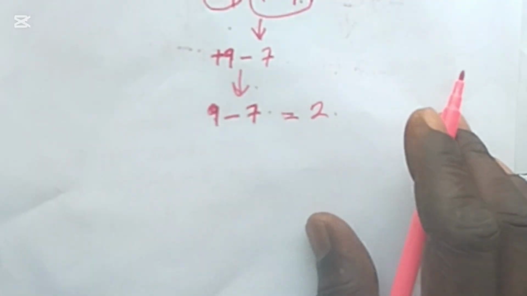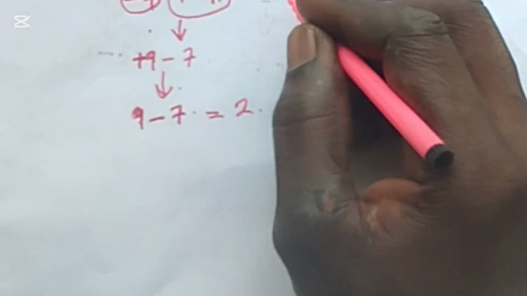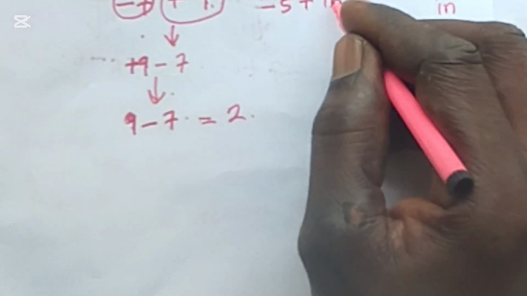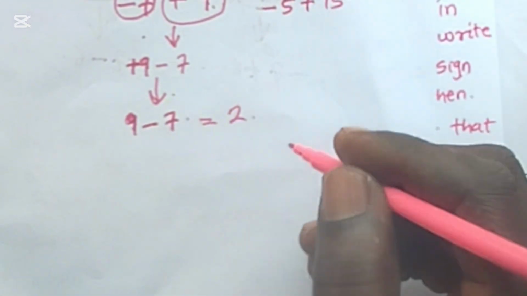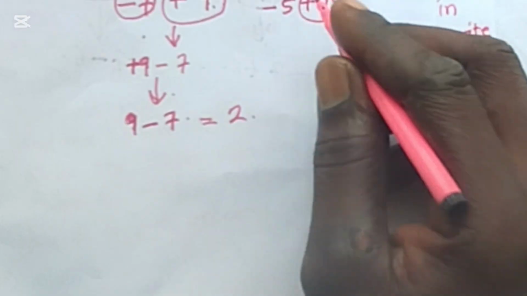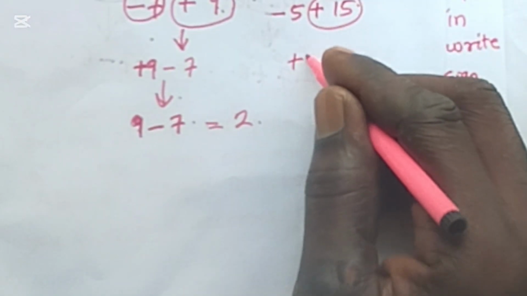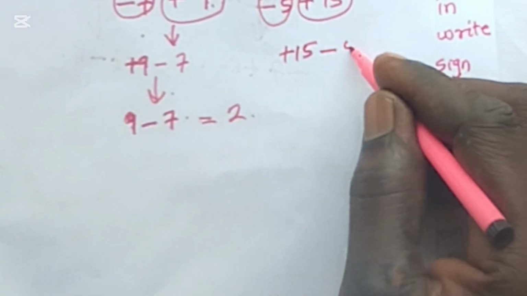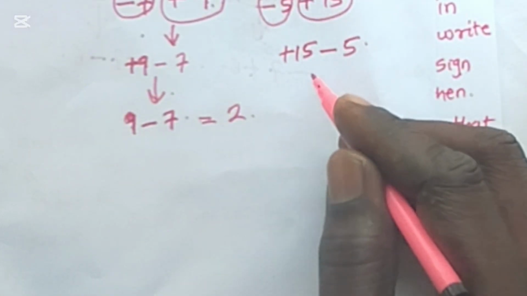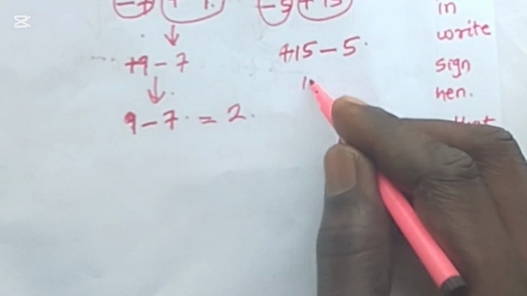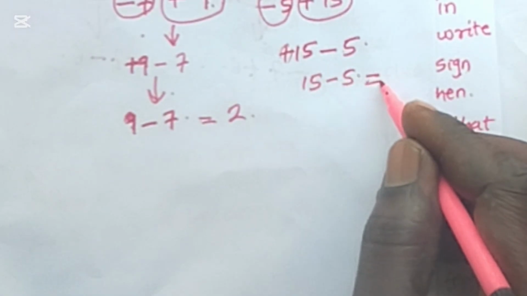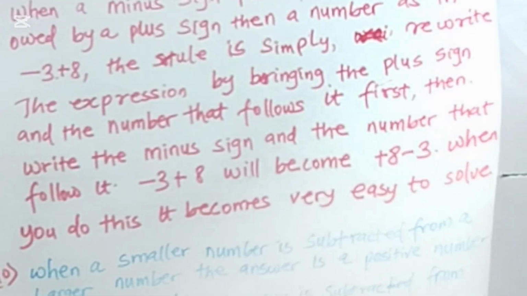Let's give another example. Let's say you have minus 5 plus 15. The same pattern. Bring the one with the plus to the front. The one with the minus should be written next. Drop the plus sign, minus 5. So 15 minus 5 is equal to 10. That is just what the rule states.